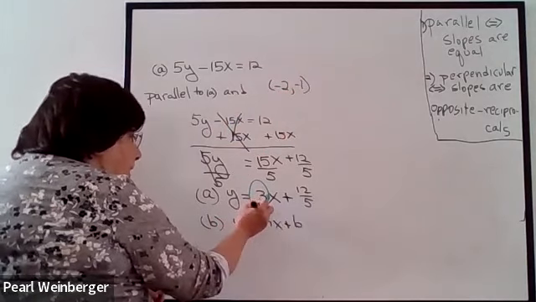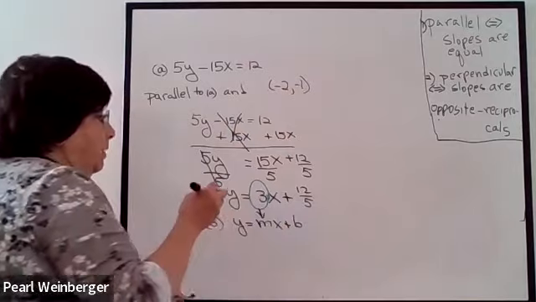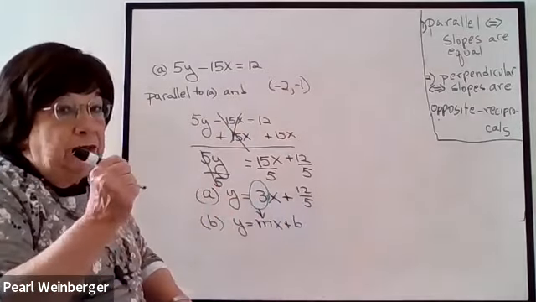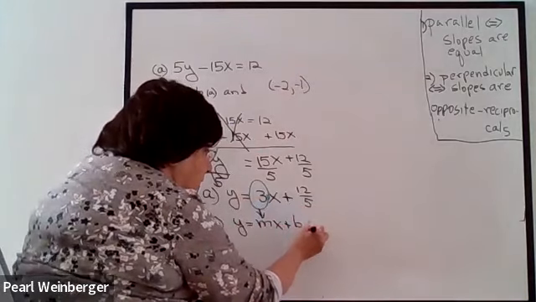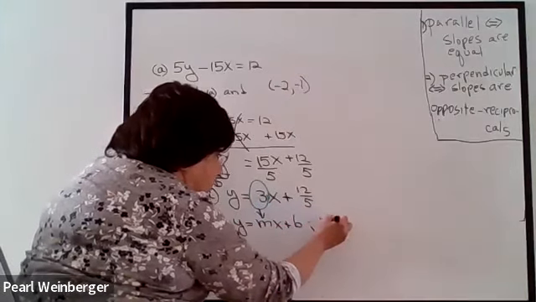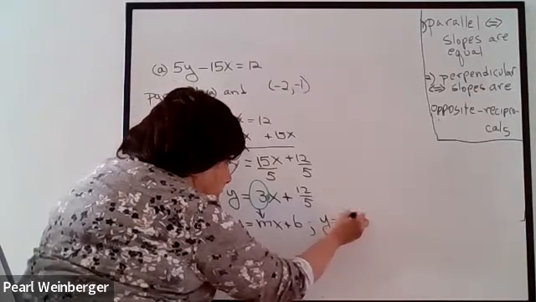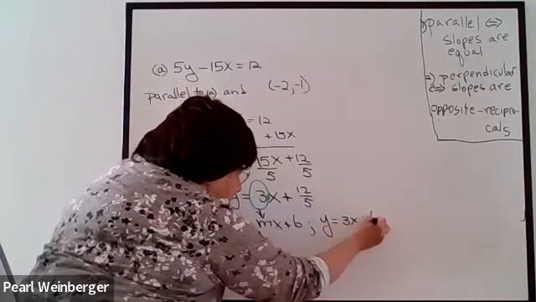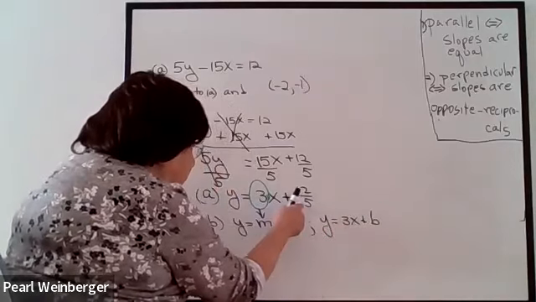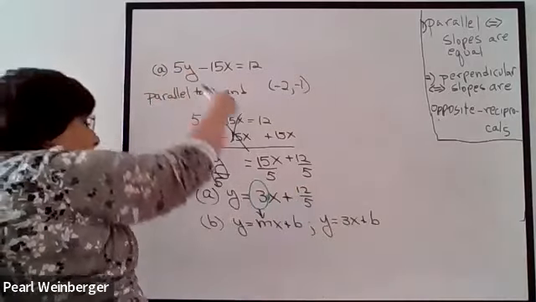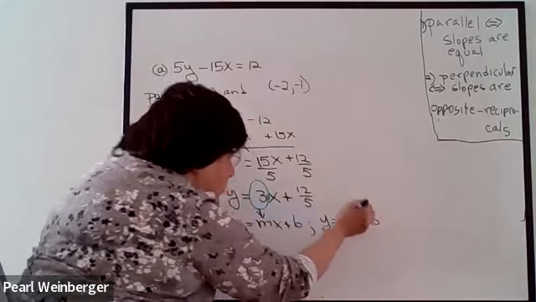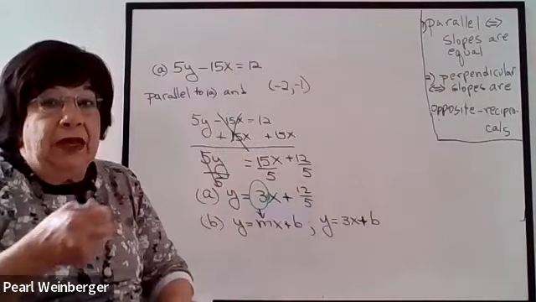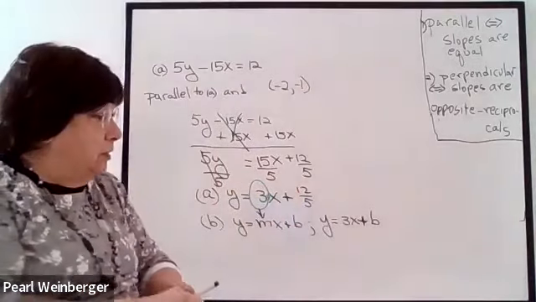And the m has to be 3, because if the lines are going to be parallel, they've got to have the same slope. In other words, my line is now y equals 3x plus b. This is not my b, because this was the b of the original line. I have another line. It has to have the same slope, but its y-intercept has to be different.